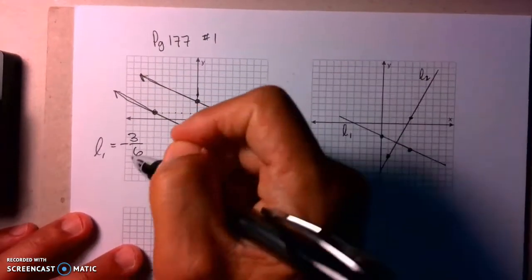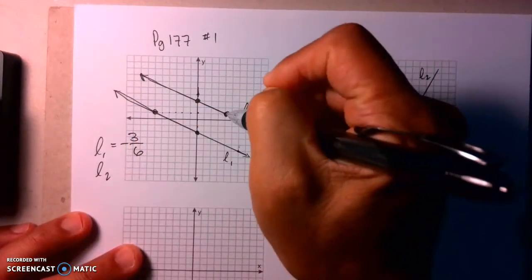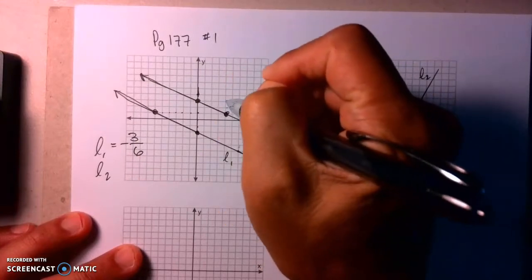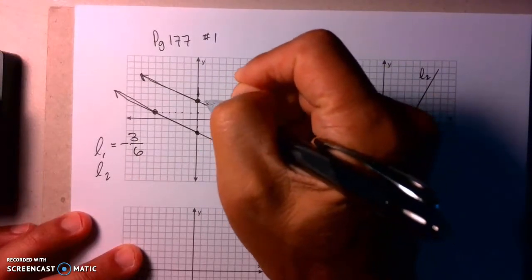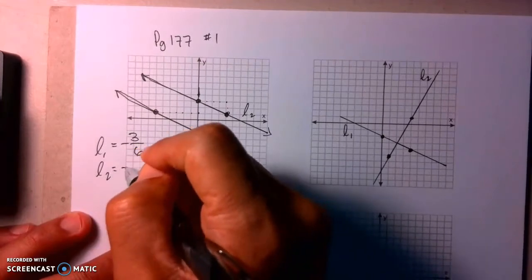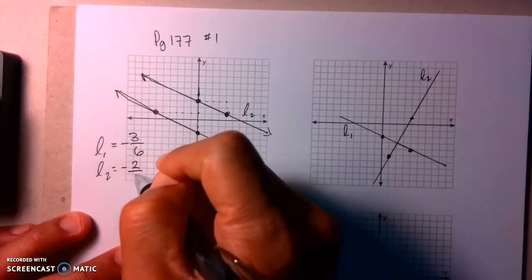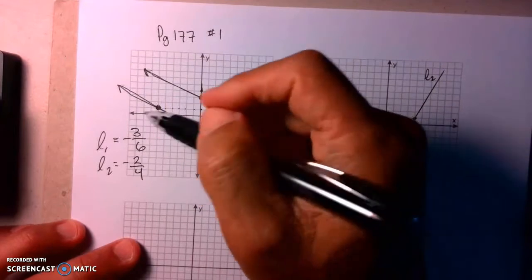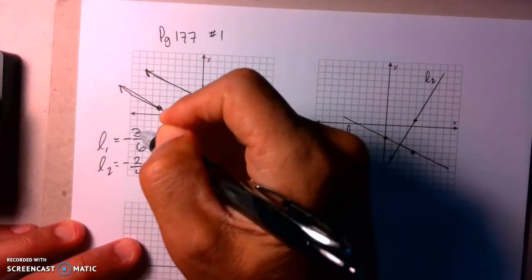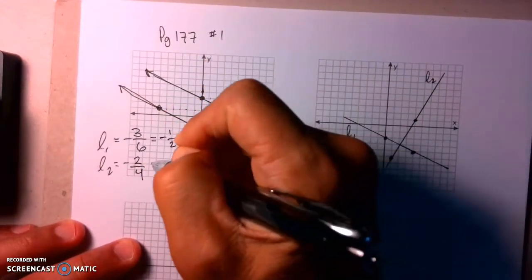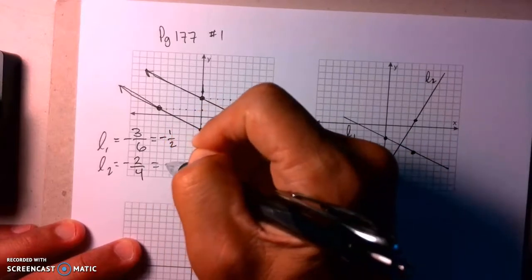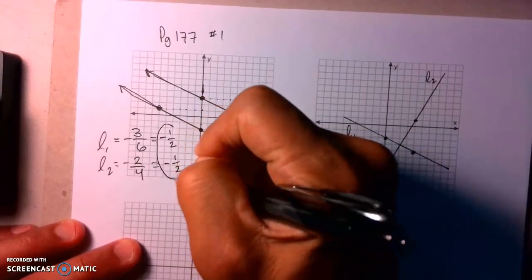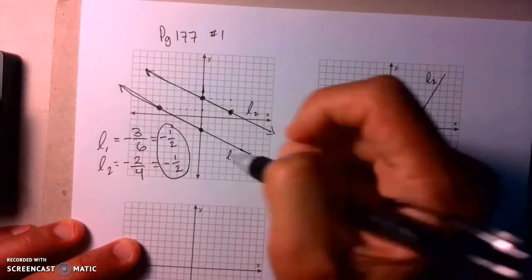Slope of line 2 is from this point to this point, it's up 1, 2, across 1, 2, 3, 4 in a negative direction. So it's negative 2 up, 4 across. Now, are they parallel lines? Well, yes, because 3/6 reduces down to 1/2, and 2/4 reduces down to 1/2. These are the same slope numbers. That's why these lines are parallel.